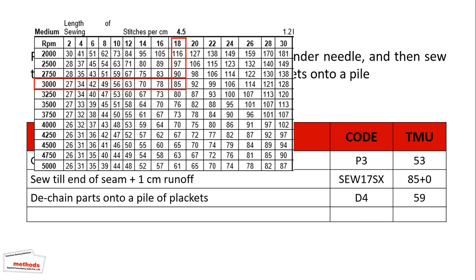We have 85 plus 0 here. This is because the X code always counts for 0 TMUs. The stop accuracy is least and it's 0 TMUs that's taken into account. And this is how you actually do this exercise, by filling in the table with all the units that are required.